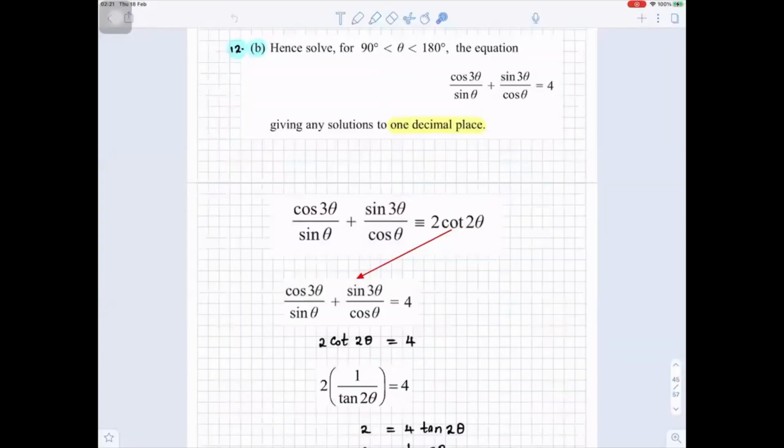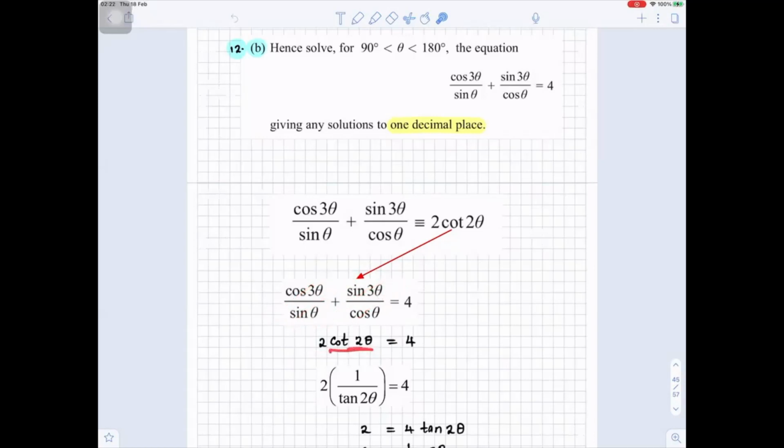12b, hence solve between 90 degrees and 180 degrees that equation equals 4, giving your solutions to 1 decimal place. Now, we have shown before that all of this on the left-hand side we can change to 2 cot 2 theta. So instead of using the one on the left-hand side, we replace it with 2 cot 2 theta. So we're going to have 2 cot 2 theta equals 4. That's what we want to solve.